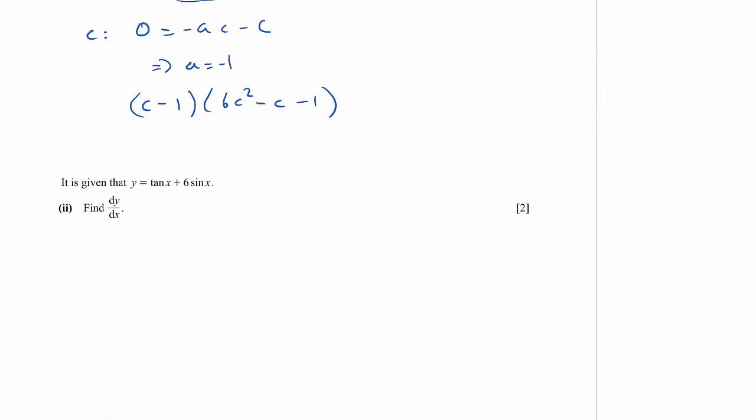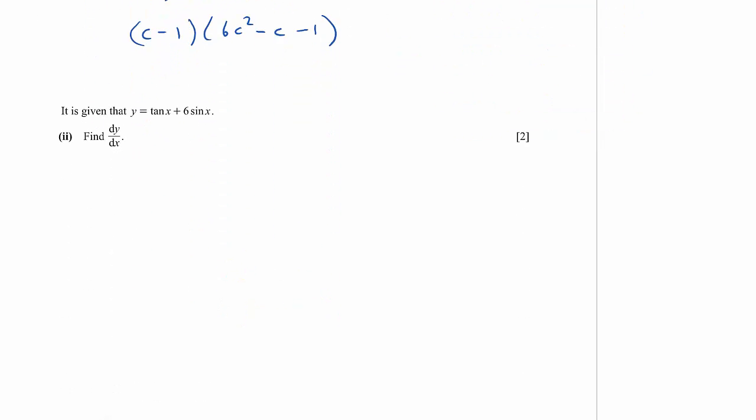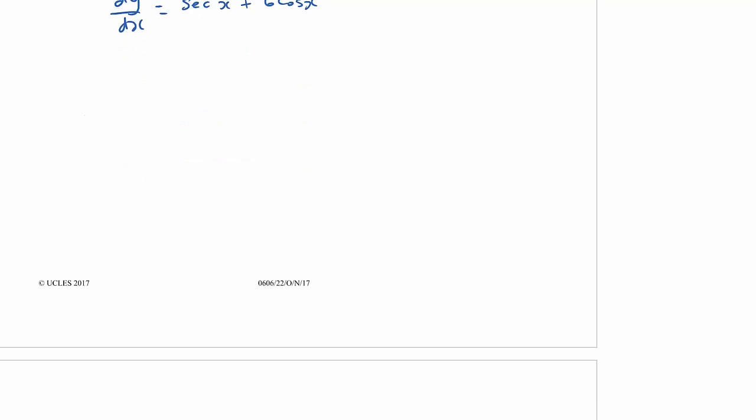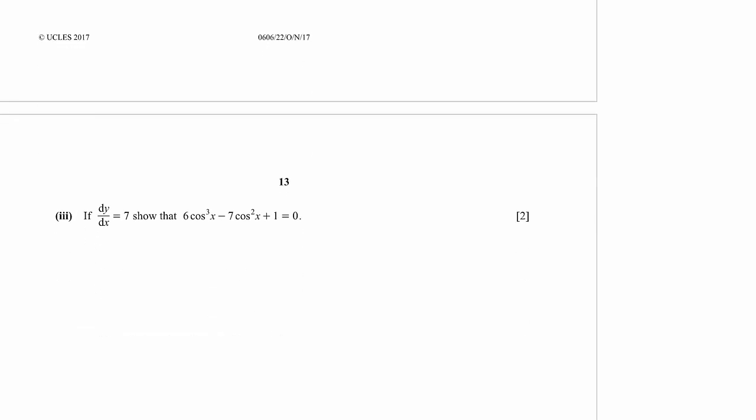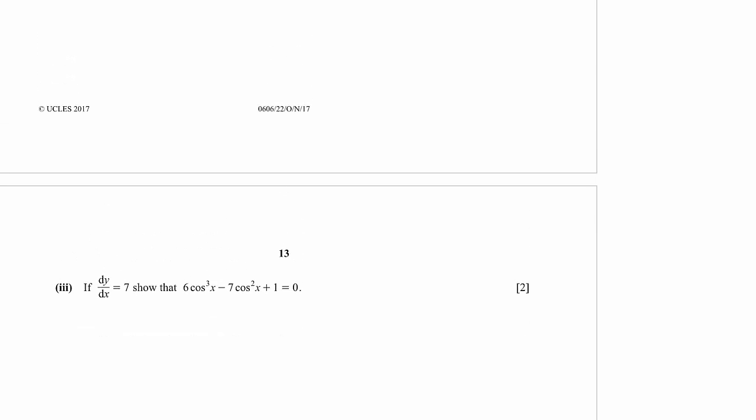So we're given that y is equal to tan x plus 6 sine x, and we want to find dy/dx. So that's actually quite easy, provided you remember tan differentiates to sec squared, so it's just sec squared x plus 6 cos x, because sine differentiates to cos. Nice and easy. If dy/dx is 7, show this.